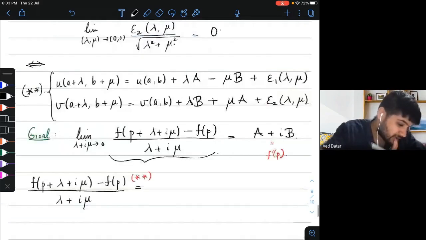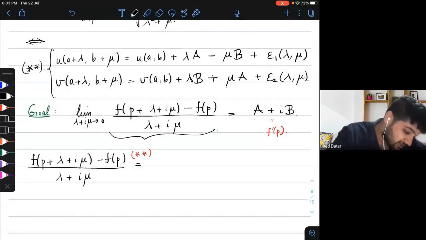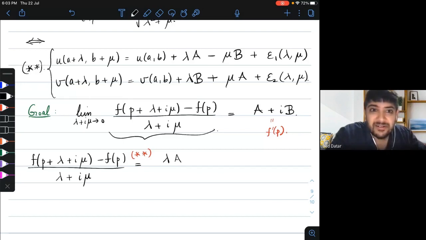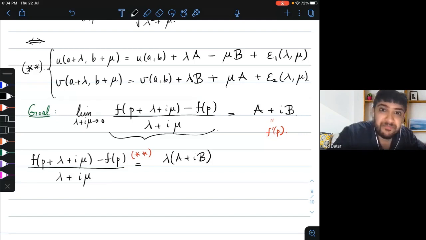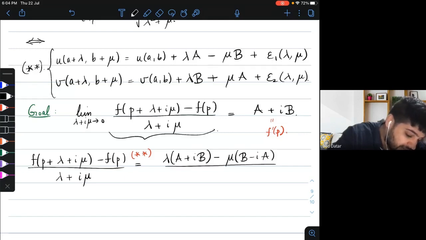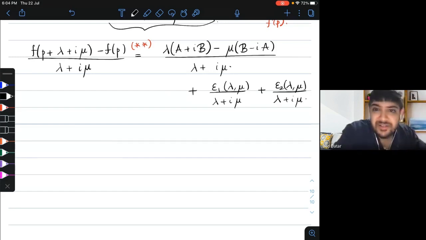Right. So this is basically just going to be (lambda)(a + ib) - (mu)(b - ia), divided by lambda + i mu, plus you have the error terms. Okay, with an i here.